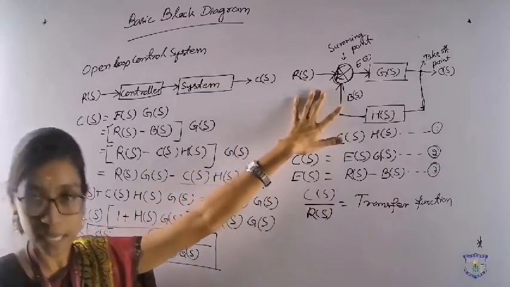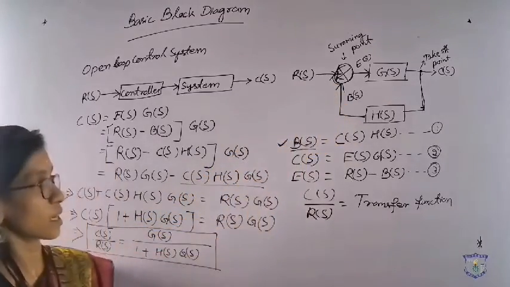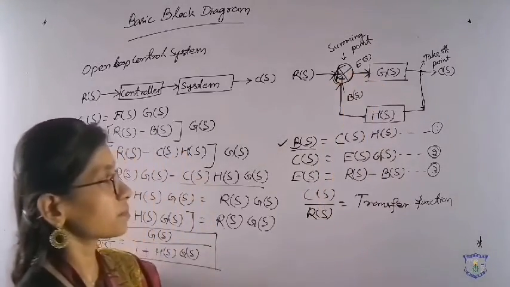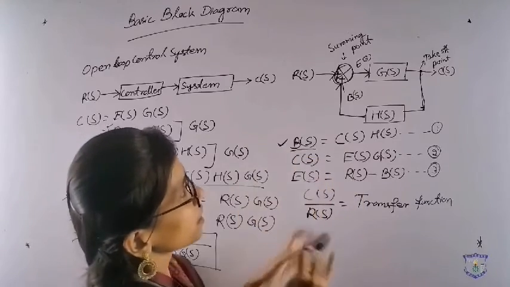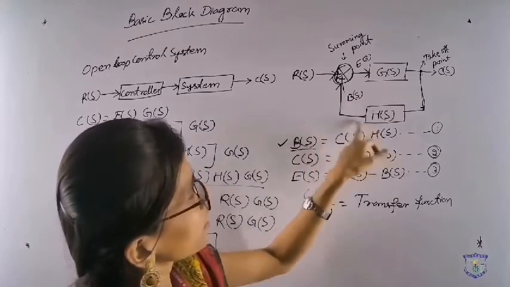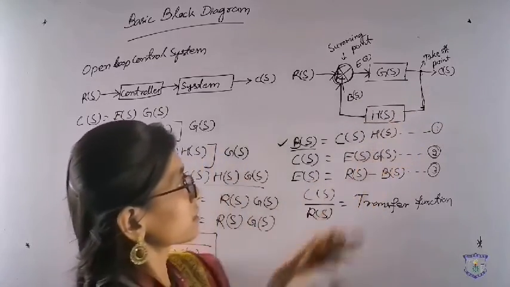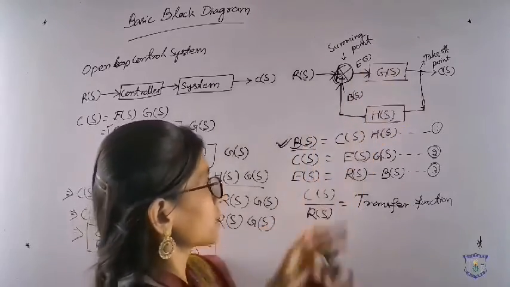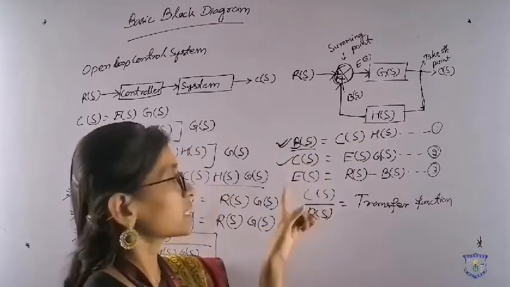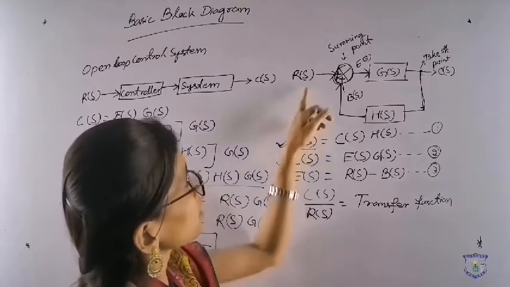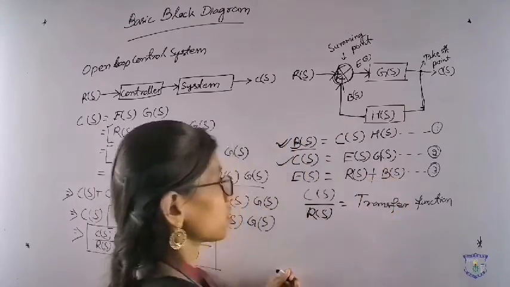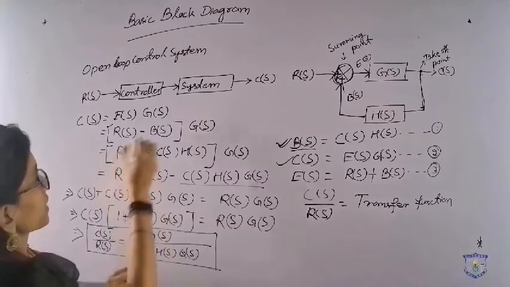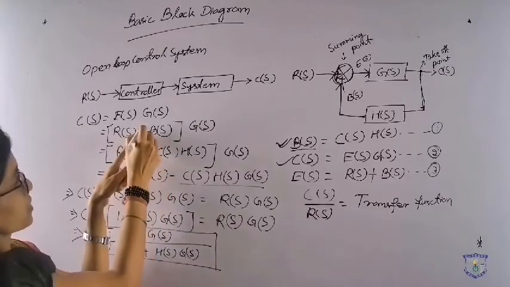But if I take it as a positive feedback, what changes will occur? If this part will be positive, what change will occur? See, nothing will change. B(s) is simply C(s) into H(s). That is okay. C(s) is simply E(s) into G(s). That is also okay. Which part will change? This error. So E(s) will become R(s) plus B(s).